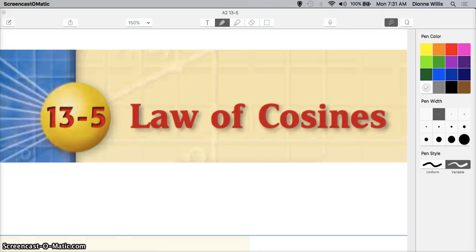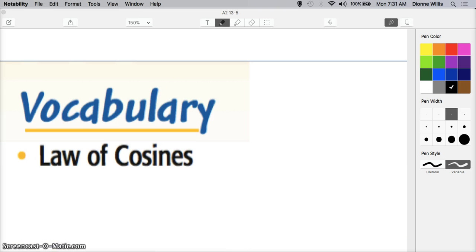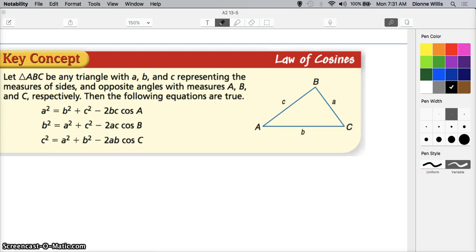Hey, Algebra 2, we've reached section 13.5. We're going to be talking about the law of cosines. Our vocabulary today is the law of cosines, and we see the law of cosines written in this key concept right here as a way of relating the side lengths of a triangle with the cosine of one of the angles.